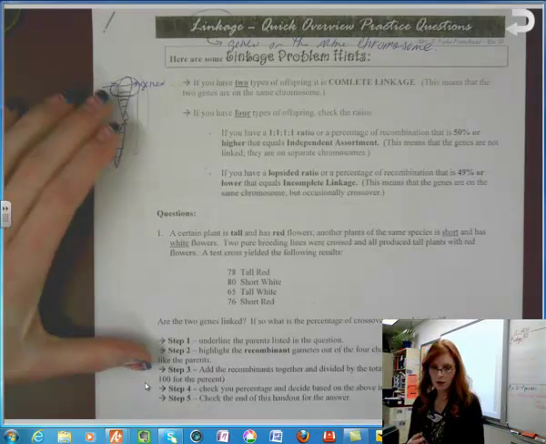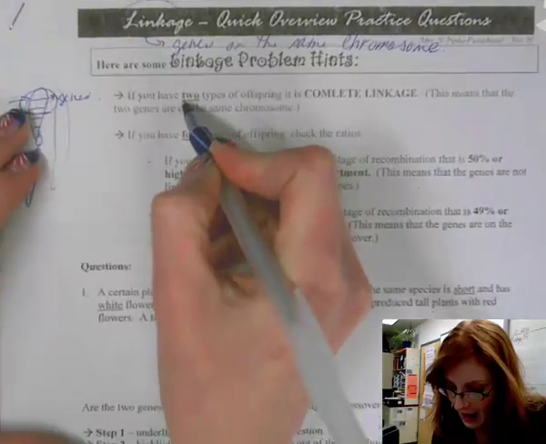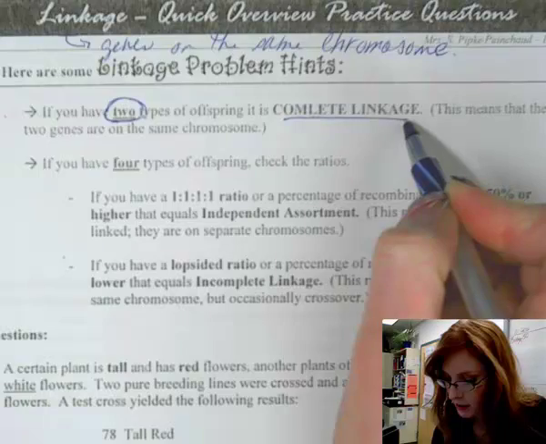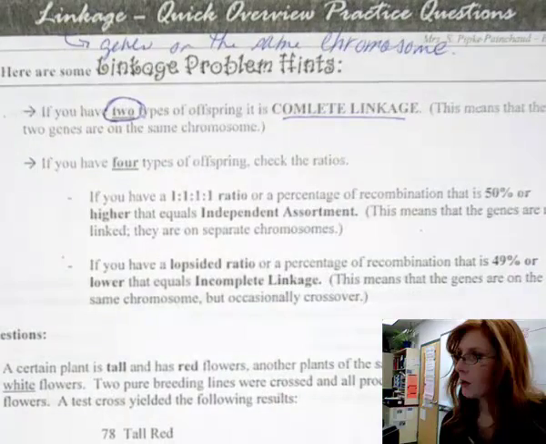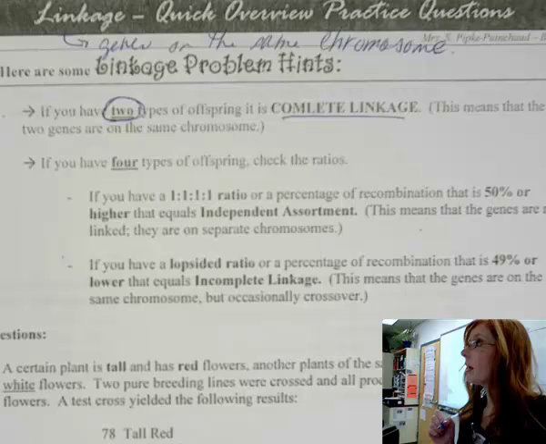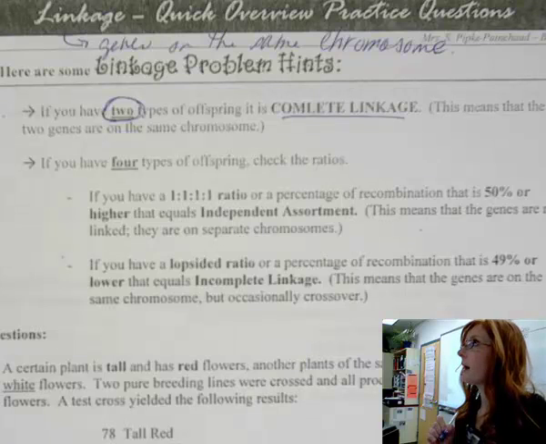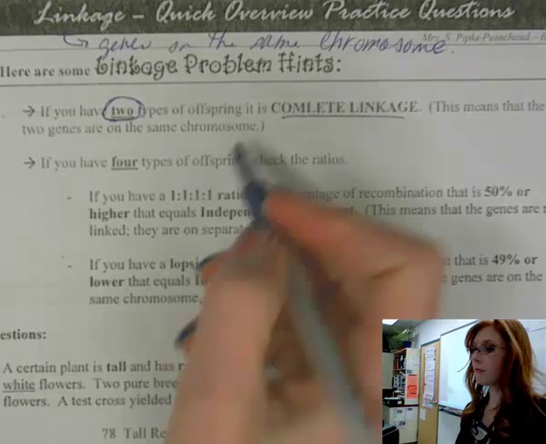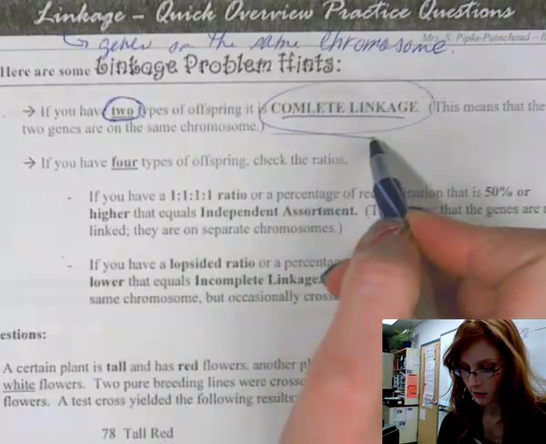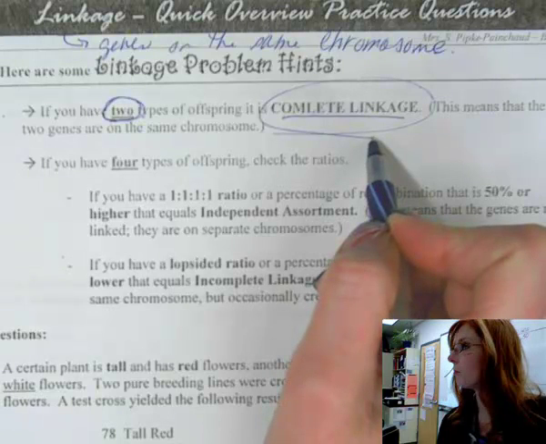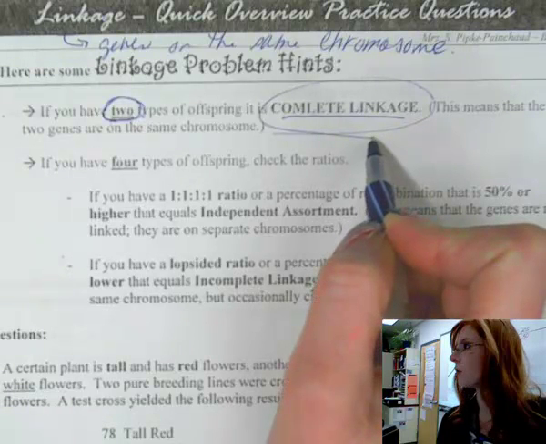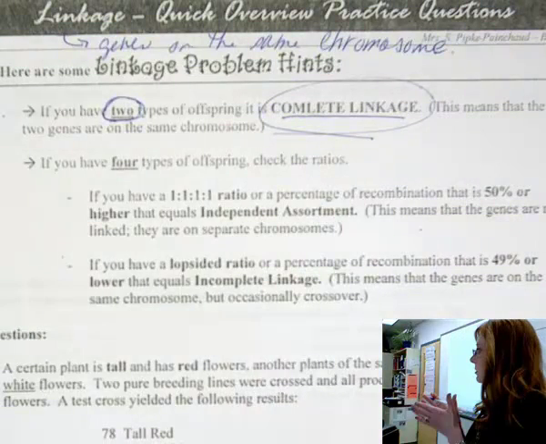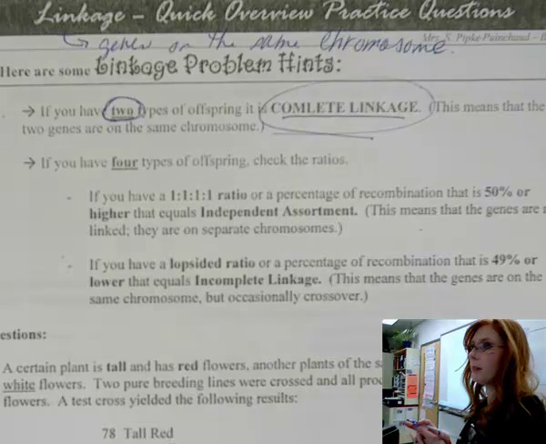If you look at the offspring and there are only 2 types, it's referred to as complete linkage. So if it said there's a black tall and a brown short, and only those 2 types are given, you would say that that's complete linkage. That means that they're on the same chromosome, there is no variation, they are not crossing over. That's what you will get time after time. Essentially, they're so close together, nothing will ever cross over in between them. So they will always travel as a pair.